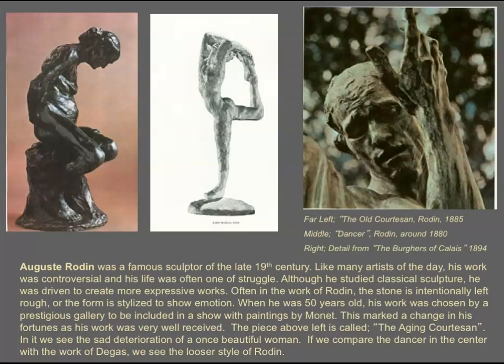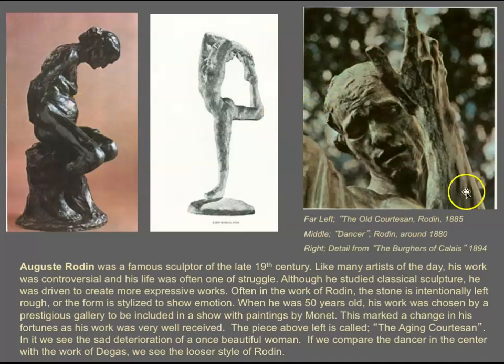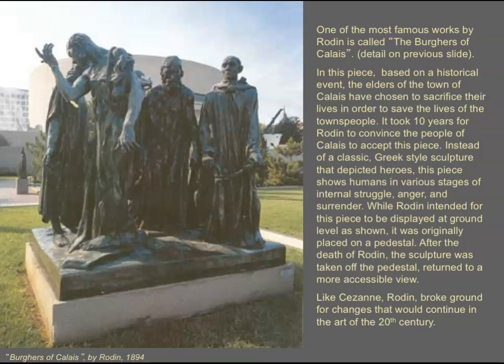So let's see, what else have we got? Oh, I want to show you one thing here. Notice the expression on this guy's face. That's a detail of this sculpture, which is the Burghers of Calais. I've actually seen a version of this up close, and it's such a powerful piece, but it was very revolutionary for its time. This is the depiction of a historic event where the main leaders of a town, the town of Calais, had to sacrifice their lives in order to save the town.